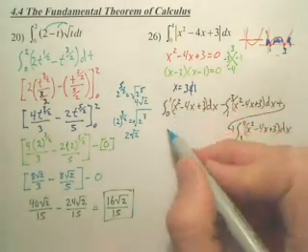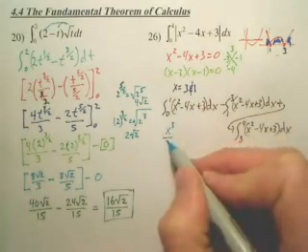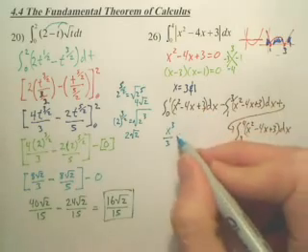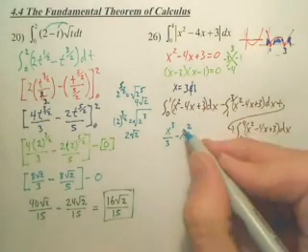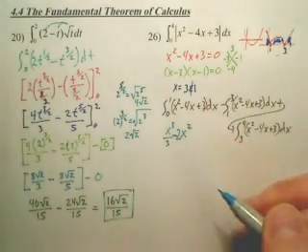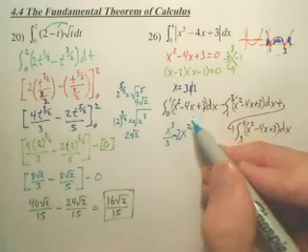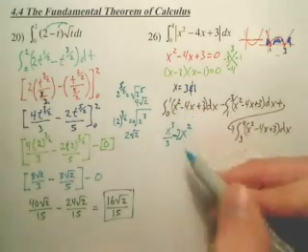Anywho, so let's integrate this. You integrate this, you get x to the third over 3 minus x squared. How do you get 2x squared? Well, isn't that x squared over 2, and 4 divided by 2 is 2?